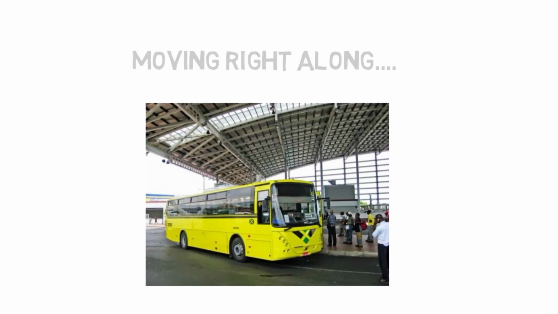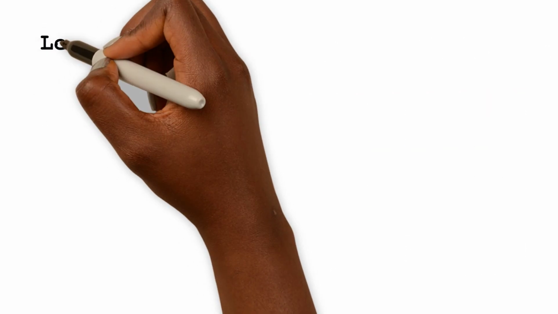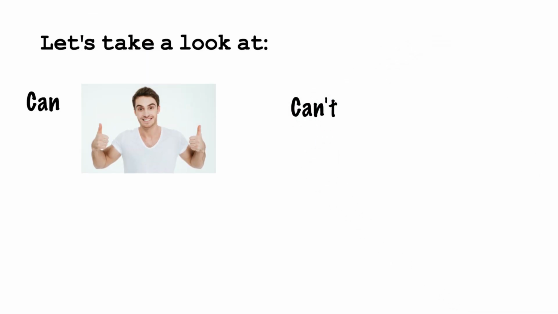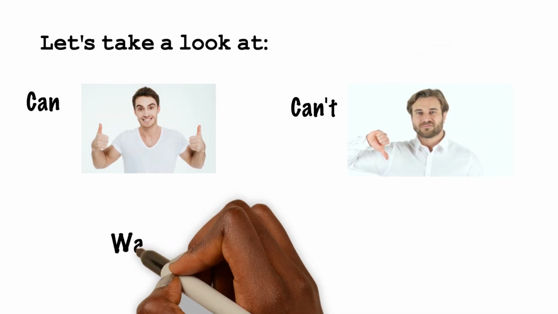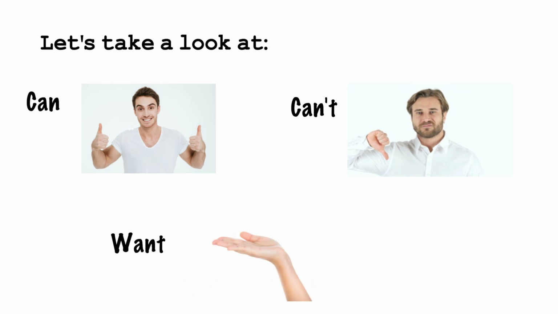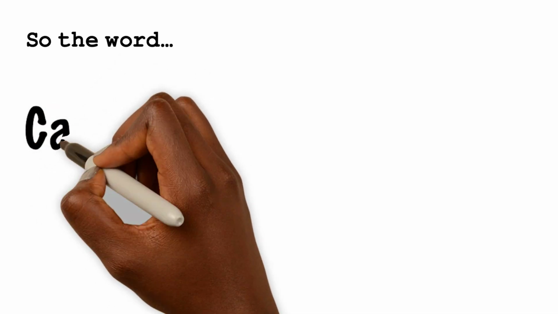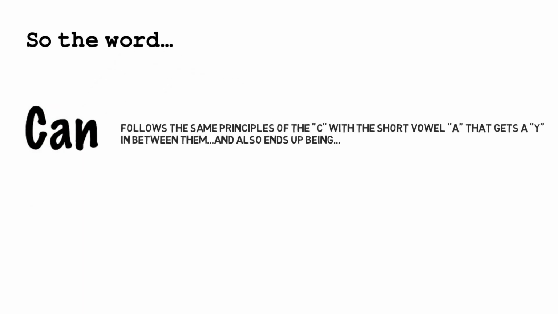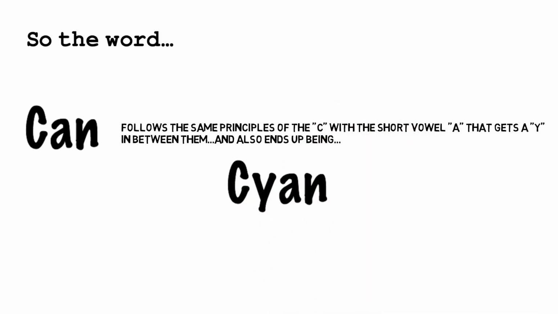Alright, so if you're still with us, we're moving on. Or as we like to say in Patwa, we are move on. Now let's take a look at the words can, can't, and want, and how they are used in Patwa. So the word can follows the same principle. When the short A gets behind a C or a G, it gets that dominant Y, which is more pronounced. So can ends up sounding like "kyan".